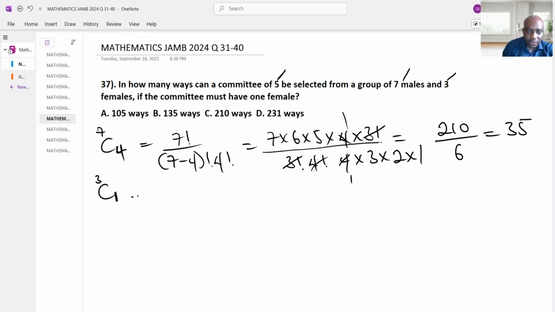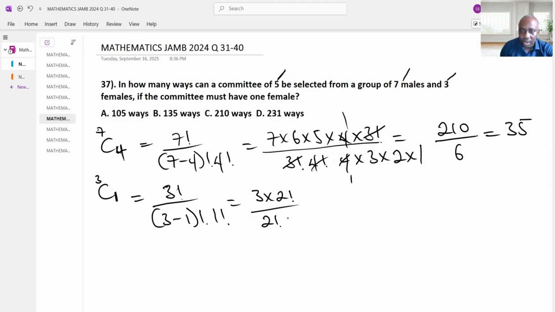The next one is for the females. So 3 factorial over (3 minus 1) factorial times 1 factorial. We have 3 times 2 factorial here, and 3 minus 1 gives me 2 factorial, and 1 factorial here. This one cuts out, and we have only 1 left here. 3 divided by 1 is still 3, so this gives us 3.